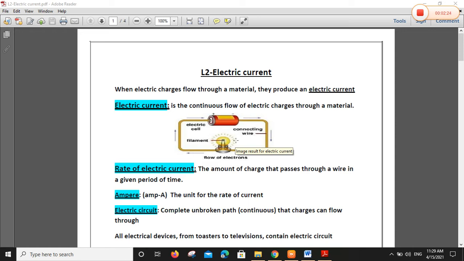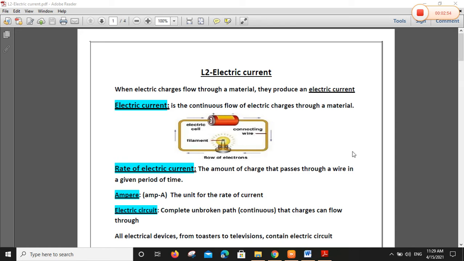What about electric circuit? Through it electric charges can flow. But add the word unbroken path. So a complete unbroken path, or continuous path, that the charges can flow through. So what's meant by electric circuit? A complete unbroken path that charges can flow through.